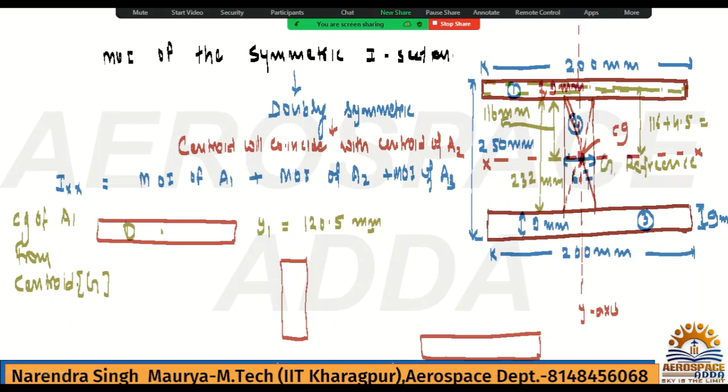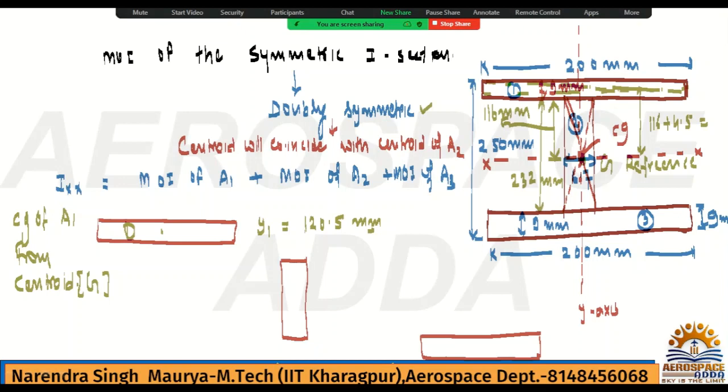So what is the doubly symmetric property? If any section is doubly symmetric, then the centroid will coincide with the centroid of the middle box, like here A2. And the second outcome of this is that the CG will lie over the midpoint of x and y axis. So this is 120.5.